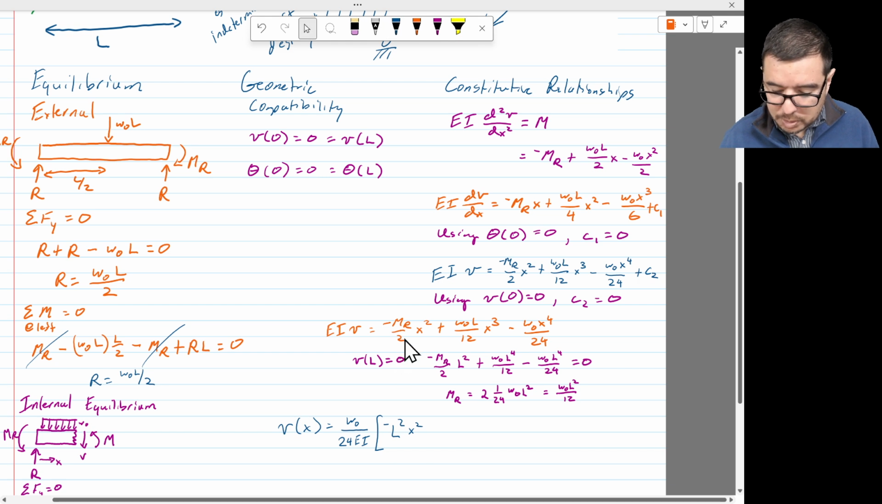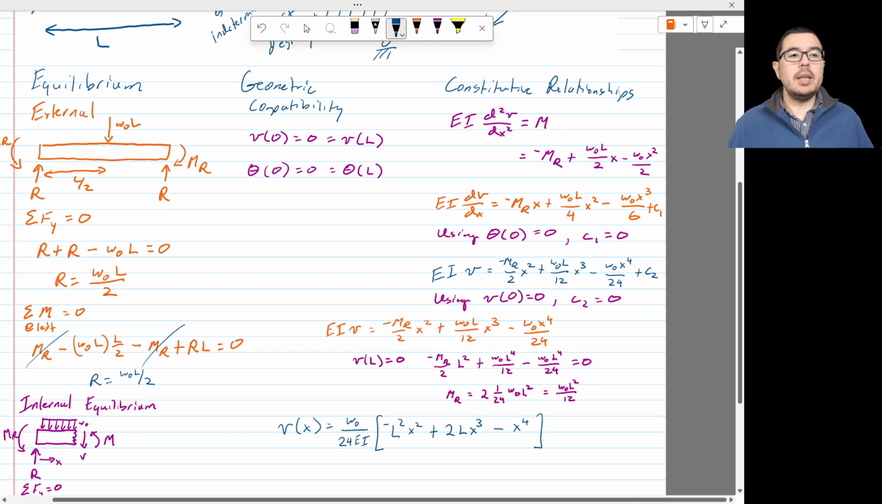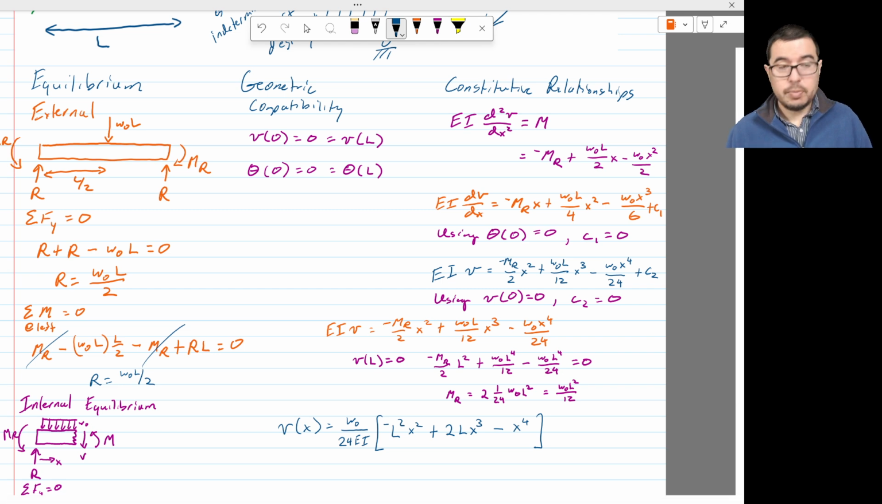You just see that we've substituted that in. We will have a plus 2Lx cubed. So that's going to give us a length to the fourth. You see that trend here. And this will give us minus x to the fourth, like that, since I already put the W naught out there. And so that is our resulting expression for this problem.